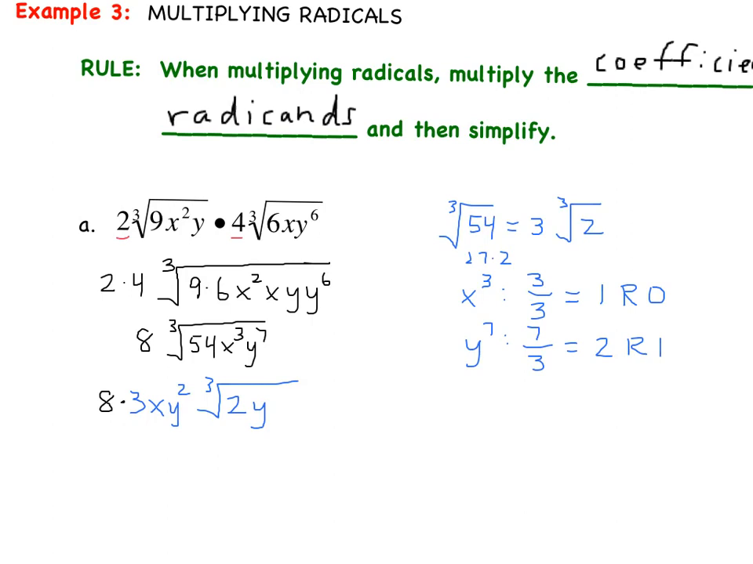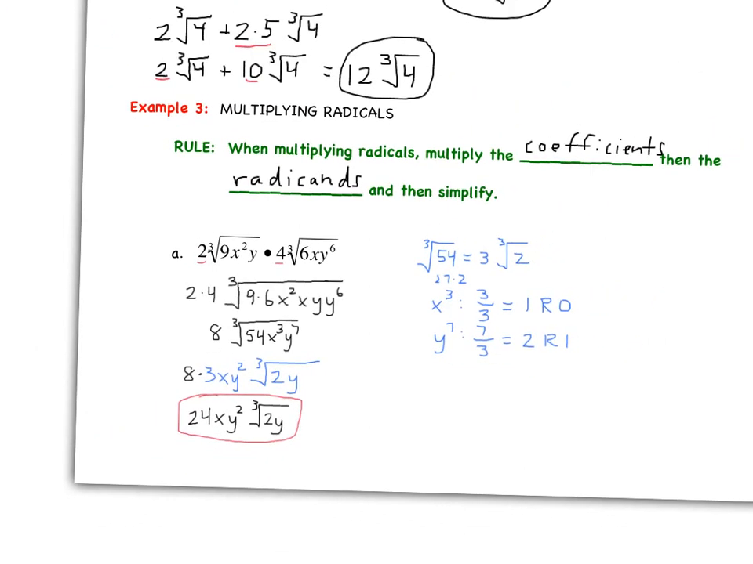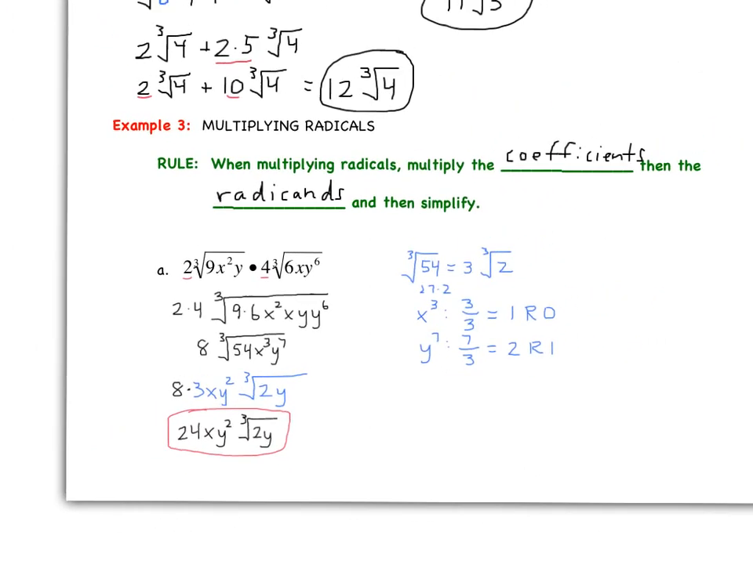And now we just clean anything up for our coefficients. So 8 times 3 is going to give us 24x times y squared times the cubed root of 2y. And there is our final answer. And that ends these long notes. So we are finally done.